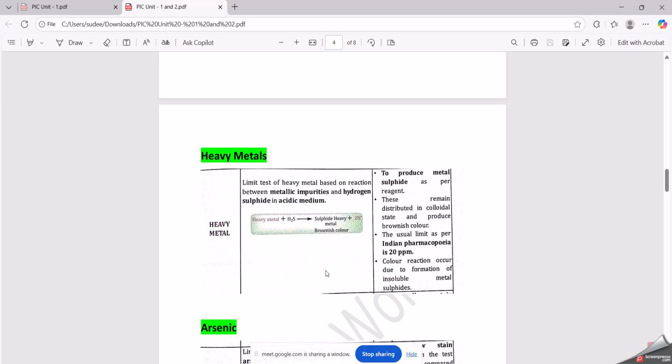So next is heavy metals. The limit test of heavy metals is based on the reaction between metallic impurities and hydrogen sulfide in acidic medium. In some questions they will ask whether the heavy metals limit test is conducted in basic medium or acidic medium. So you have to see that it is in acidic medium.